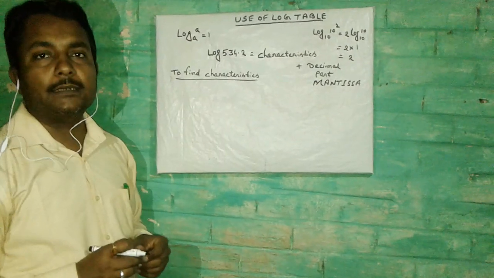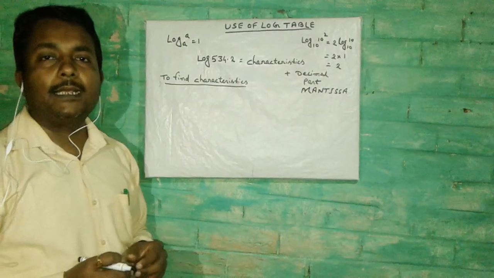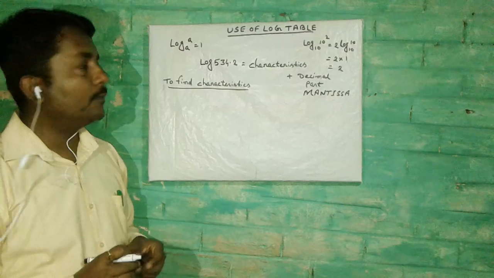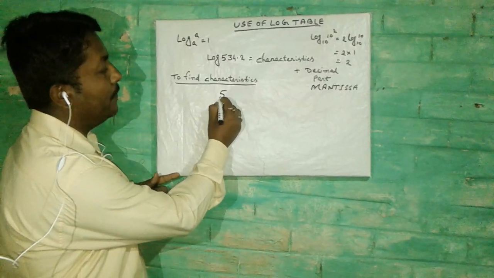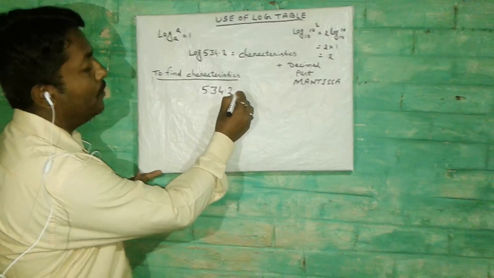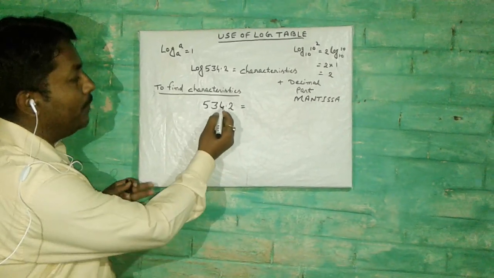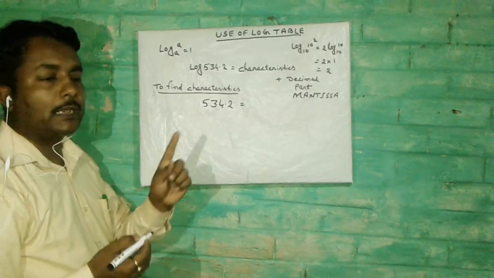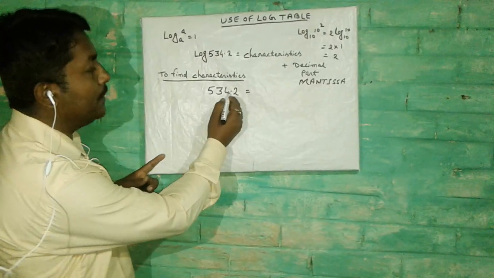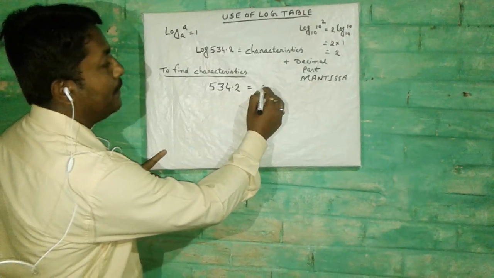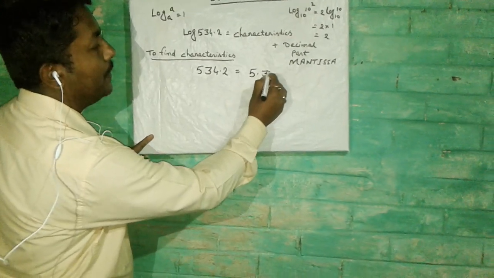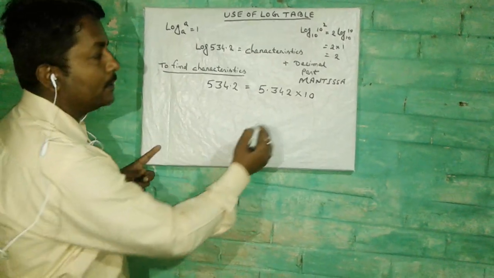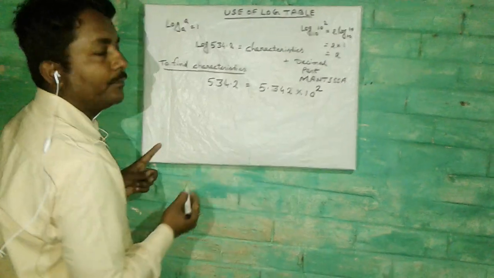Let's see how to find the characteristic. It is very simple. To find the characteristic, you have to convert the given value into scientific notation. Here the value is 534.2. To convert it into scientific notation, we have to move the decimal 2 digits, because in scientific notation there can be only 1 digit before the decimal. If I move the decimal 2 places to the left, it becomes 5.342, and since I moved it 2 digits to the left, I have to write 10 to the power 2.